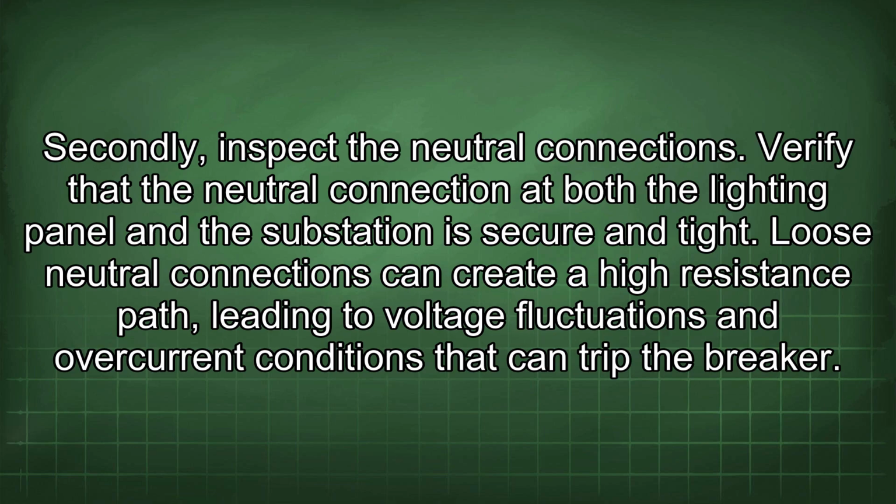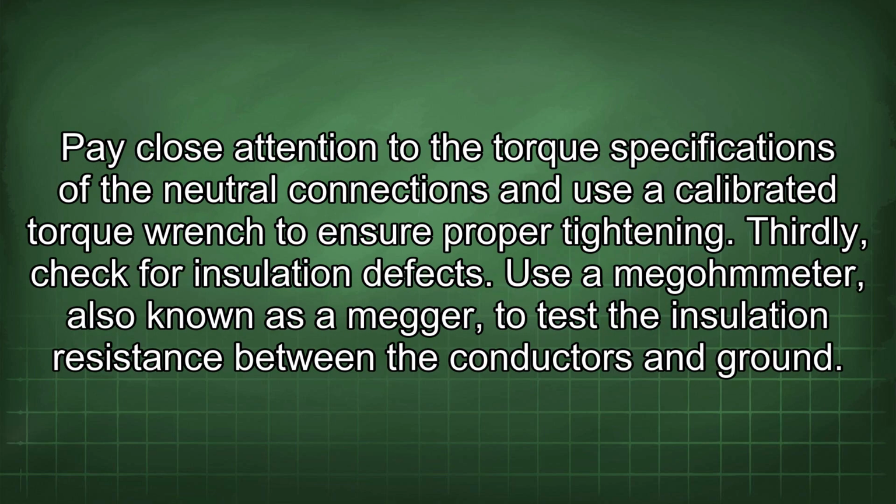Secondly, inspect the neutral connections. Verify that the neutral connection at both the lighting panel and the substation is secure and tight. Loose neutral connections can create a high resistance path, leading to voltage fluctuations and overcurrent conditions that can trip the breaker. Pay close attention to the torque specifications of the neutral connections and use a calibrated torque wrench to ensure proper tightening.